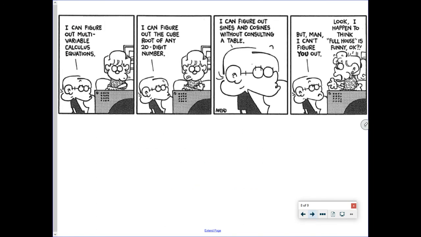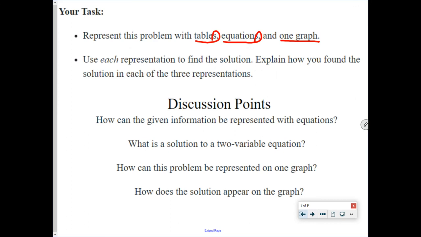I am going to go to this just because it's funny and I like it anyway. So you can pause the video here and read it. Otherwise, in 5 seconds, I'm going to move back. Okay. So I'm going to go back now.